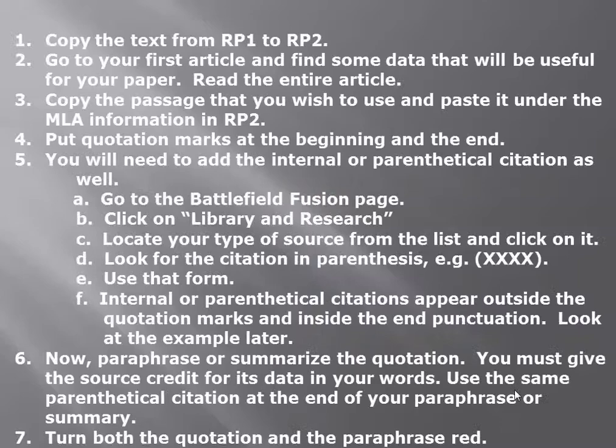Here's the process. First thing you're going to do is to open up both RP1 and RP2, and you're going to copy the text from RP1 to RP2. You're going to go to your first article, find some data that will be useful for your paper, read the entire article. I think it'll help you to have the context along with the specifics. Copy the passage that you wish to use and paste it under the MLA information in RP2.